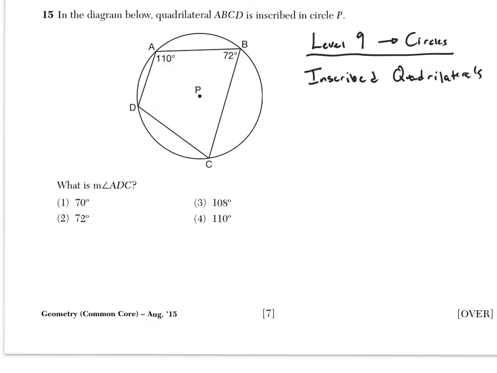Quadrilaterals. There's a fact that we learned about inscribed quadrilaterals, and that's this. Here's our fun fact. I'm about to write it down. Opposite angles are supplementary. So if you look at this, I know that A and C are going to have supplementary angles, and I know that B and D will have supplementary angles.